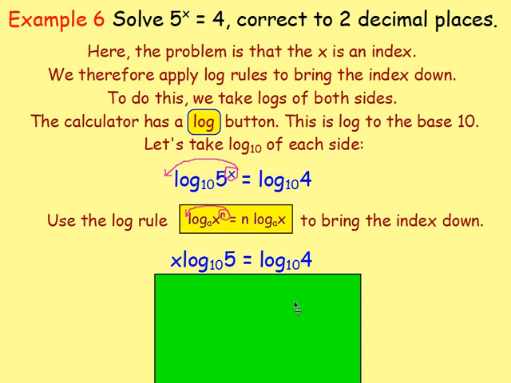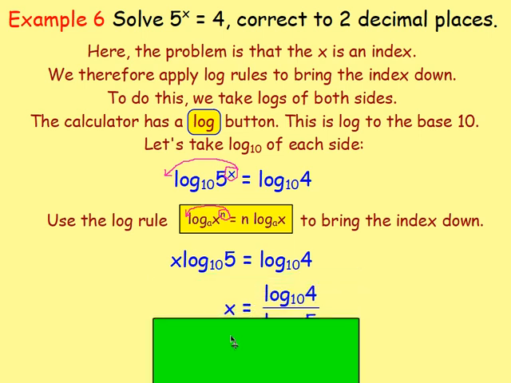From there, to find out the value of x, well, we're multiplying x by log base 10 of 5. We don't want to do that, so undo that by dividing by log base 10 of 5. Or you can move the log base 10 of 5 over to the other side, and the opposite of times by it would be divide. So x would equal log base 10 of 4 divided by log base 10 of 5, and from there you can use the calculator button.